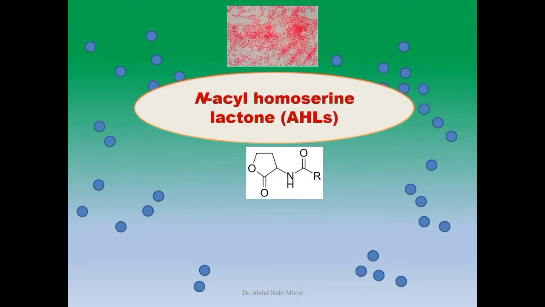N-acyl homoserine lactones. We will discuss in detail these quorum sensing molecules that are widely produced by large numbers of pathogenic bacteria, and they use these signal molecules to communicate with each other and to cause pathogenicity.